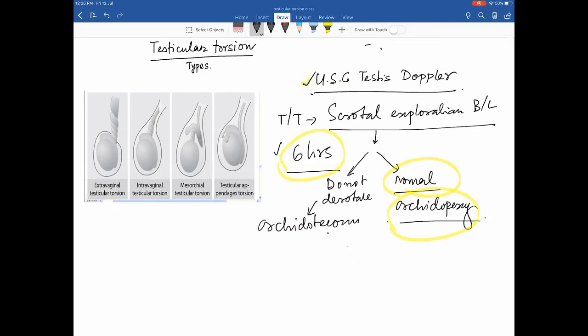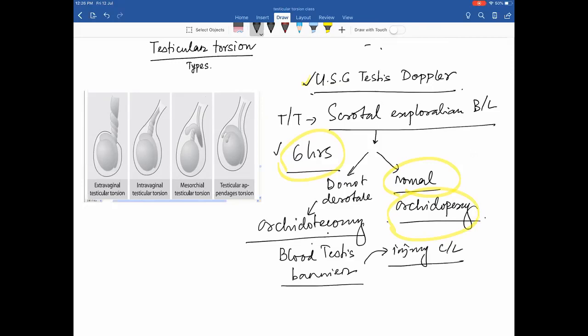Because remember that there are theoretical concerns. You see the word theoretical: if you have done a derotation, the blood testis barrier gets broken, which can produce an injury to the contralateral testis. Now, people will say that these are theoretical and may not cause such problems. But again, remember that beyond 6 hours, it is not a wise thing to go for a derotation. Please think about doing an orchidectomy, and on the opposite side, do an orchidopexy.